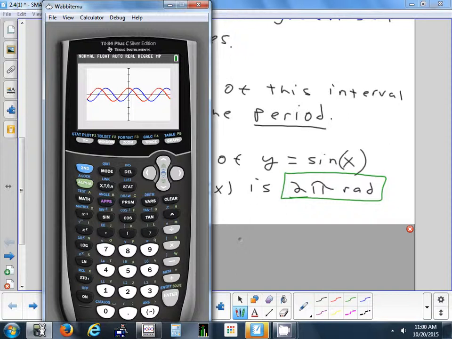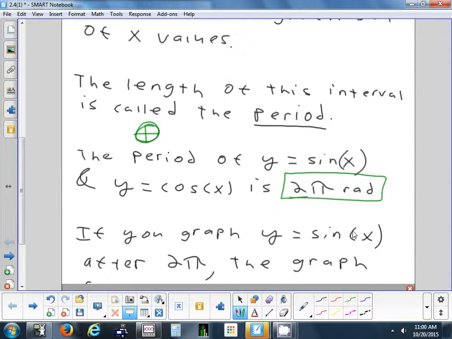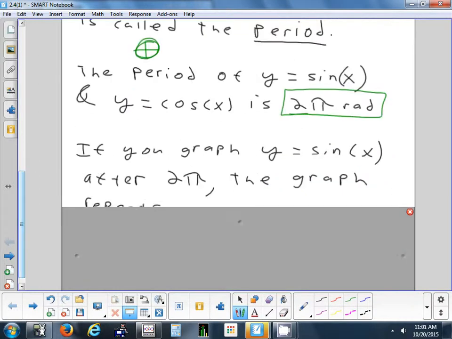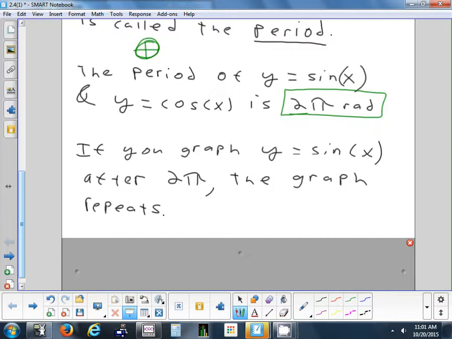Both of these have a period from 0 to 2 pi. That's the length before it repeats. If you were to continue to graph it after the period, you're just graphing the same thing over and over. Here's an example. This is 0, this is 2 pi, and this is sine. If I continue this graph, it's just going to be the same thing repeated.